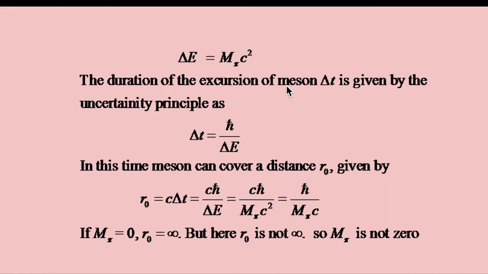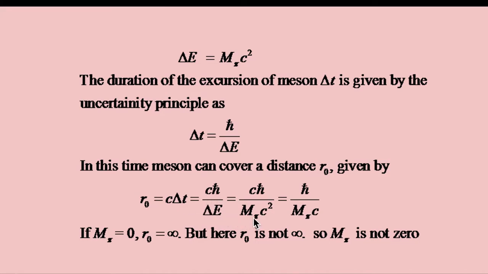The duration of the excursion of the meson, delta T, is given by the uncertainty principle as delta E into delta T approximately equal to h cross. That means delta T you can write as h cross by delta E. And in this time, the meson can cover a distance r0 given by r0 is equal to c delta T. Distance is velocity into time. And now you can substitute for this delta T as h cross by delta E. So r0 is c h cross by delta E.